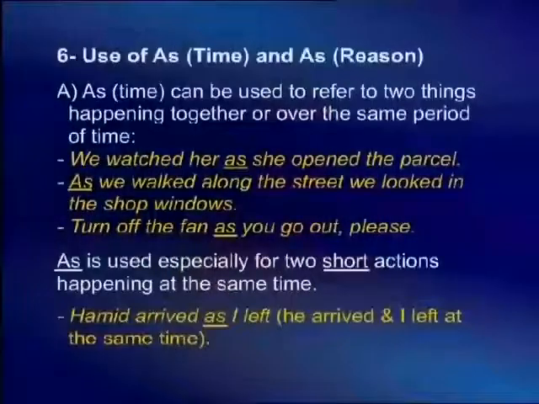As we walked along the street, we looked in the shop windows. Two things are happening at the same time. Third example, turn off the fan as you go out, please. What's happening over here? You are doing two things. And as is used especially for two short actions which happen at the same time. Example, Hamid arrived as I left. That is, he arrived and I left at the same time.